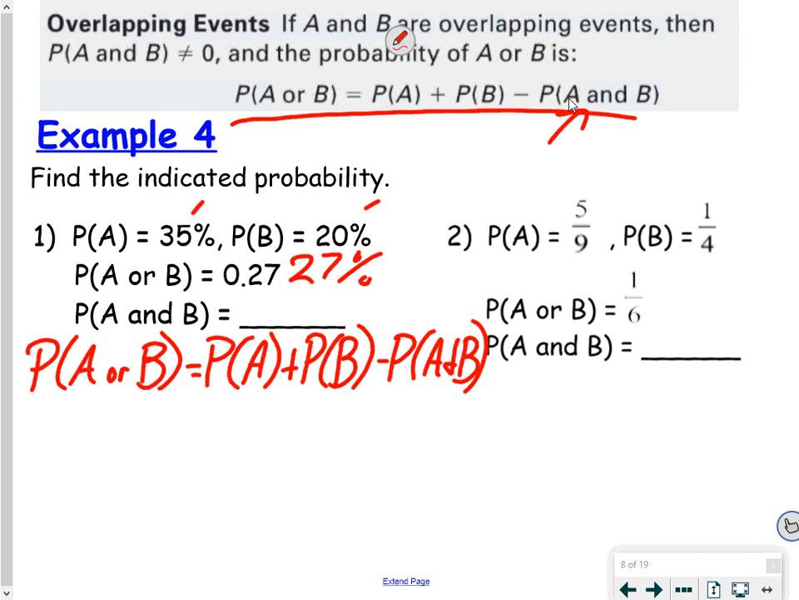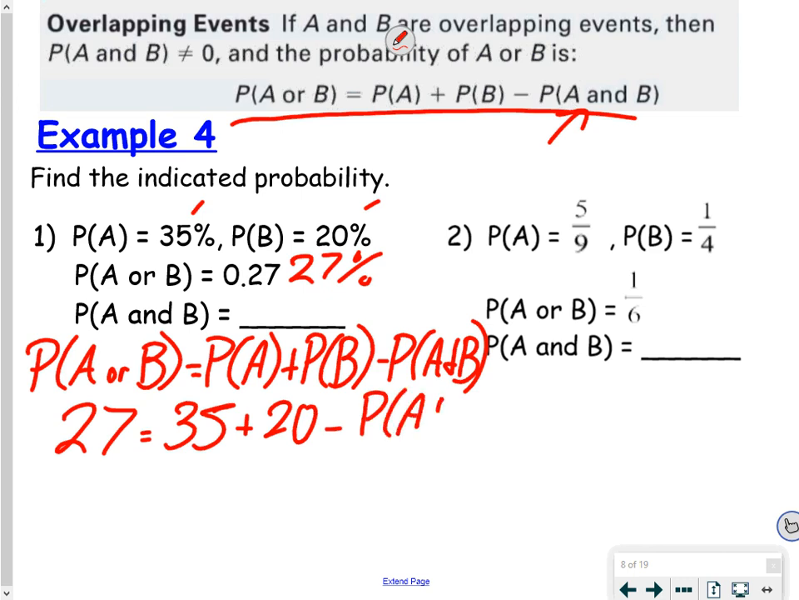So now let's plug everything in. Maybe it's a little bit easier to deal with whole numbers. If it's easier to deal with whole numbers, use those whole numbers. We can just combine like terms here. That'd be 55.